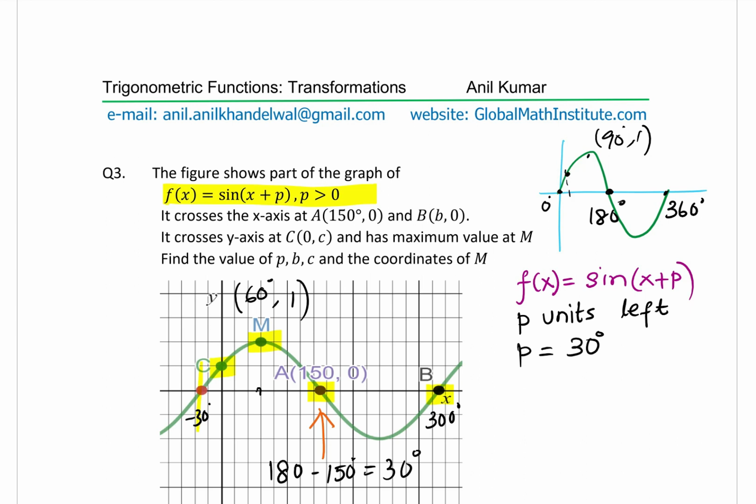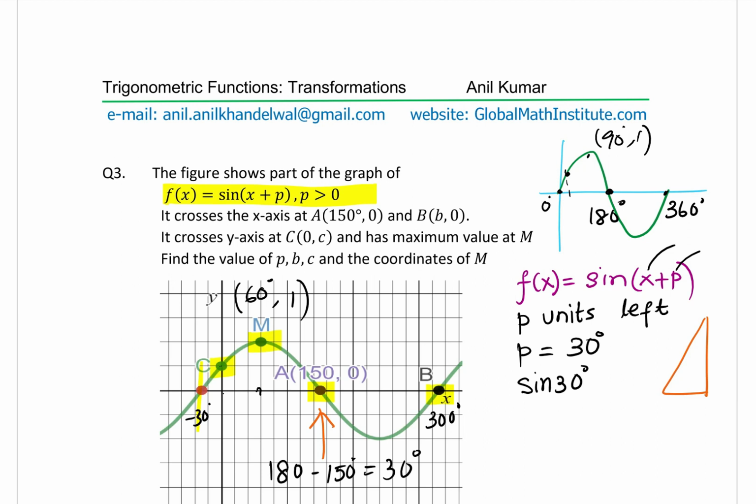That point now moves to the x-axis, right? So for this point, when you substitute x as 0 and p as 30, we get sine of 30. So we can find the y value of the y-intercept as sine of 30 degrees. Sine of 30 degrees can easily be calculated using a special triangle.